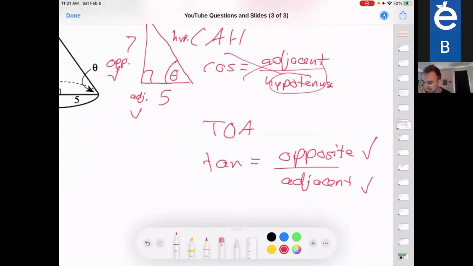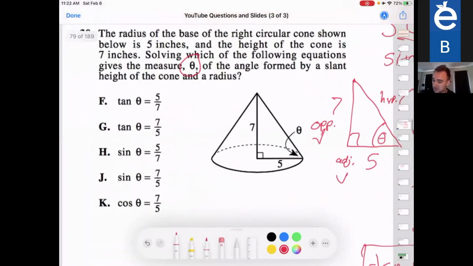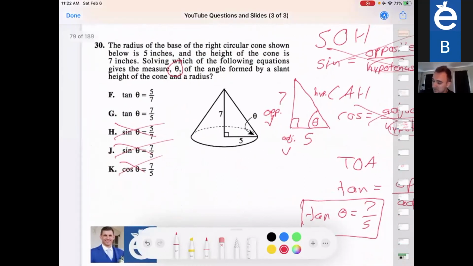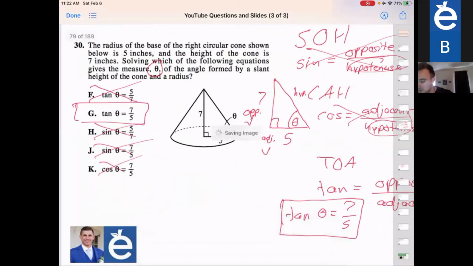That's good. So if I represent this as an equation, right, how can I bring theta in here? Tangent of theta of this angle must be equal to my opposite 7 over my adjacent 5. Tangent theta is equal to 7 over 5. These were not functions that we wanted to use. And be careful, they give you 5 over 7 as one of the answers. That would be the opposite. That would be flipped. We want 7 over 5. That's answer G there.